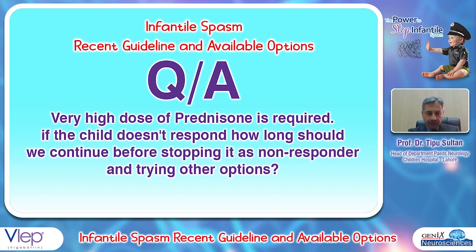How long should we continue before stopping it as a non-responder and trying another option? If we talk about oral prednisolone, generally we start the high dose from 2 to 4 mg and after giving it for 4 to 6 weeks we start tapering. As I mentioned at the start, it varies from patient to patient depending upon the severity and the number of jerks and the seizures. However, if we talk about the standard protocol, it's 4 to 6 weeks between 2 to 3 mg starting dose and then tapering over another 4 to 6 weeks. So it means the total duration would be 2 to 3 months. Initial 4 to 6 weeks, 1 to 1.5 months, full dose and after that gradually tapering.